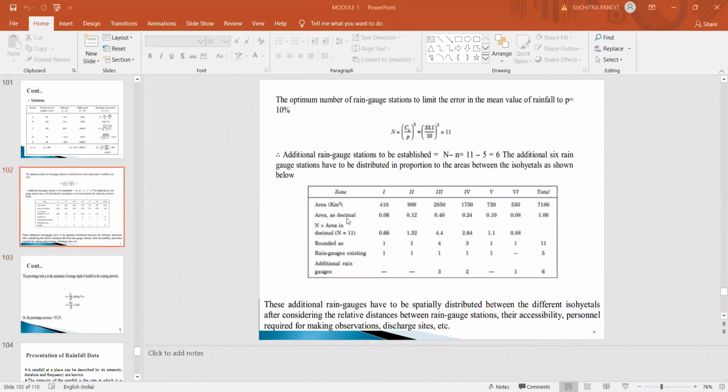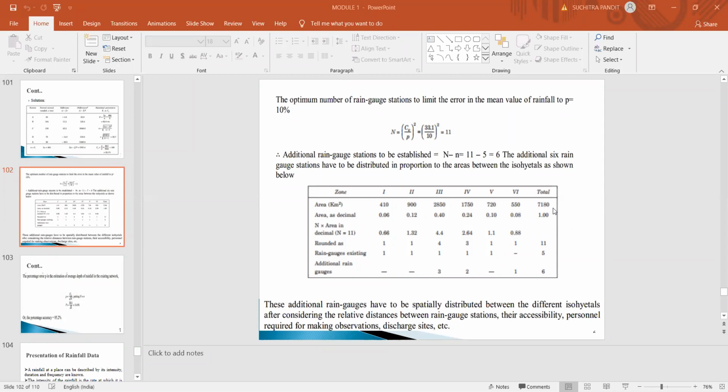Here we have 6 zones. The total area has been divided into zone 1, zone 2, zone 3, zone 4, zone 5 and zone 6. The area in the corresponding zones is given in square kilometers: 410, 900, 2850, 1750, 720 and 550. All put together, the total area is 7,180 square kilometers.